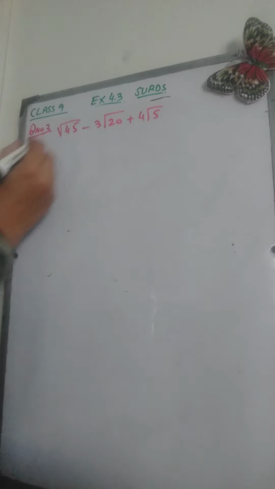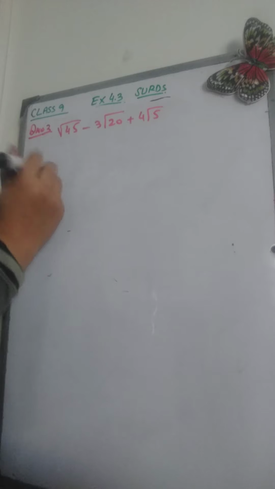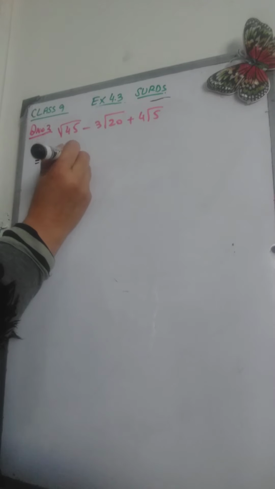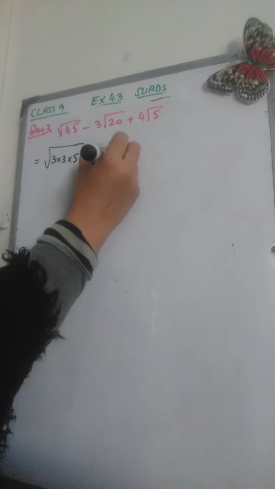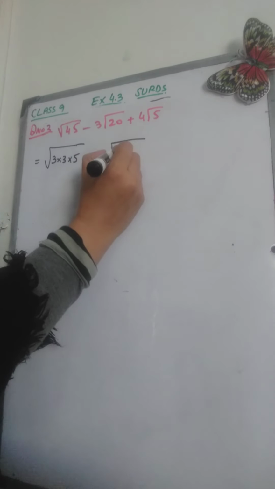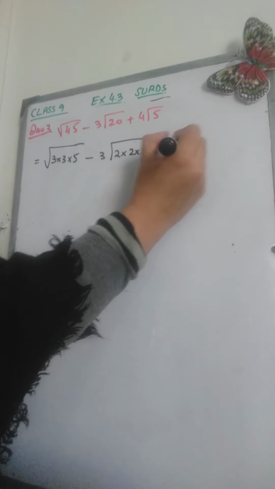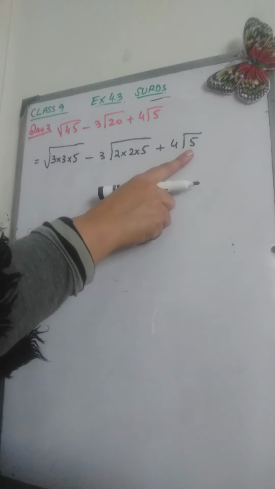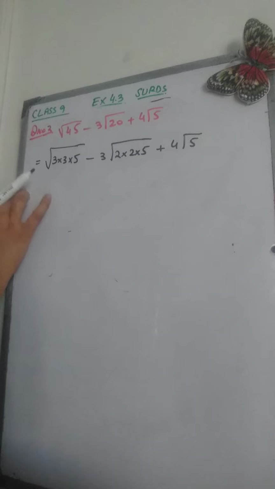For example, first of all, the method is the same. You are going to do the prime factorization over here. 45 is 3 times 15, which will be 3 into 3 into 5. Okay, again 20 is 2 times 10, so it is going to be 2 into 2 into 5. Okay, plus 4 under root 5. We can't do the prime factorization of 5 because it is already in its simplest factorized form.